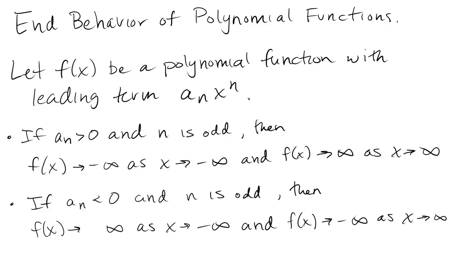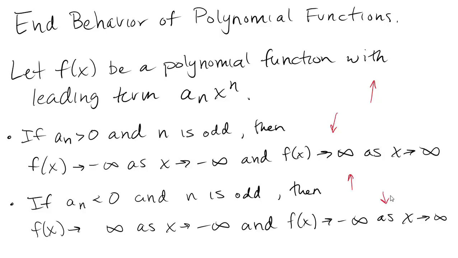What about for odd degree polynomials? If a sub n is positive and n is odd, then f of x goes to negative infinity as x goes to negative infinity, so the left end points down, and f of x goes to infinity as x goes to infinity, the right end points up. We can't predict the behavior in the center based on those two characteristics, but the ends are set. The left end points down and the right end points up. If the leading coefficient is negative and n is odd, then we're just going to flip that over. F of x goes to infinity as x goes to negative infinity, the left end points up. And f of x goes to negative infinity as x goes to infinity, the right end points down.